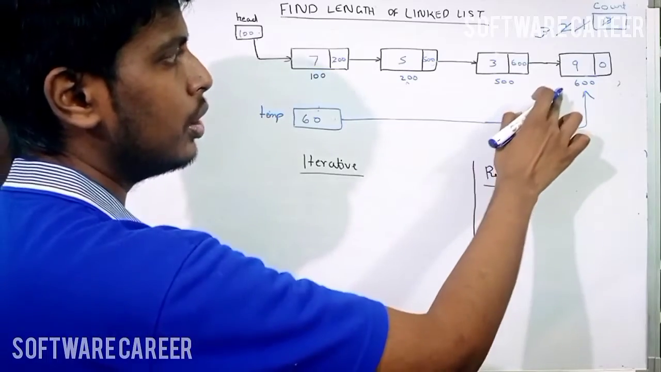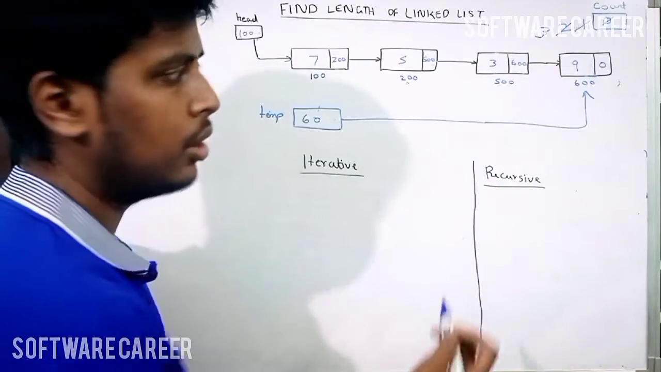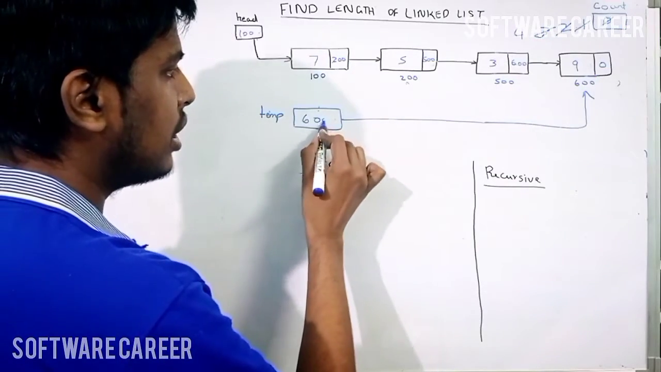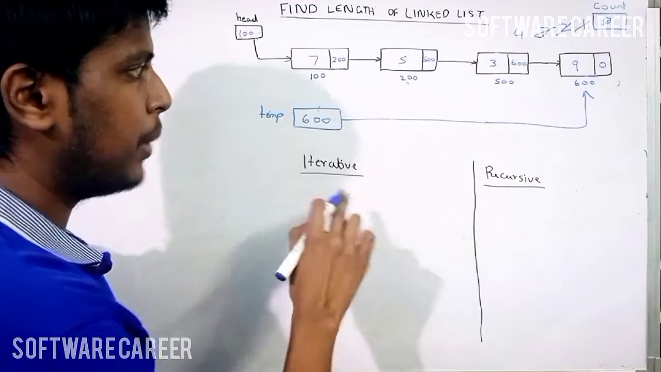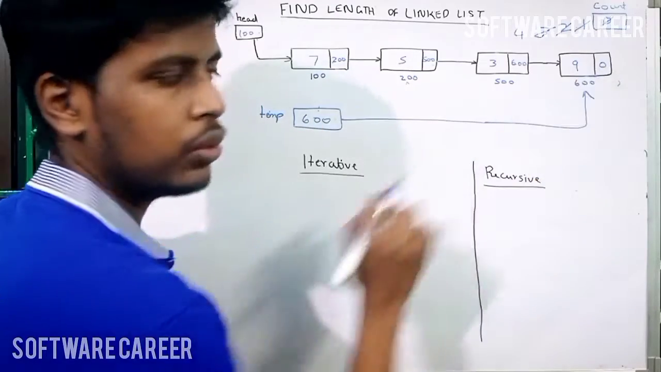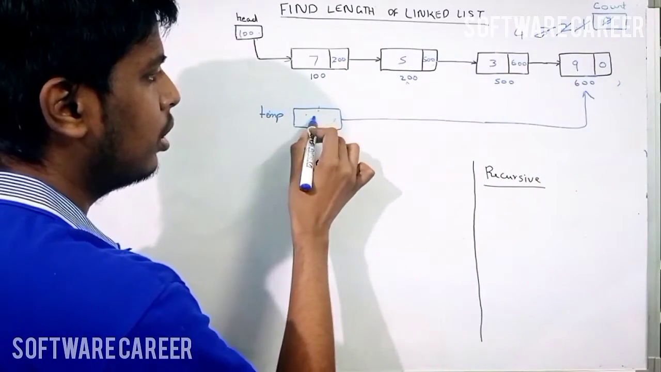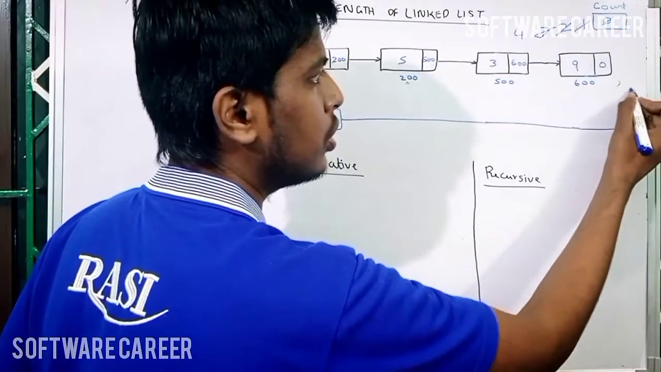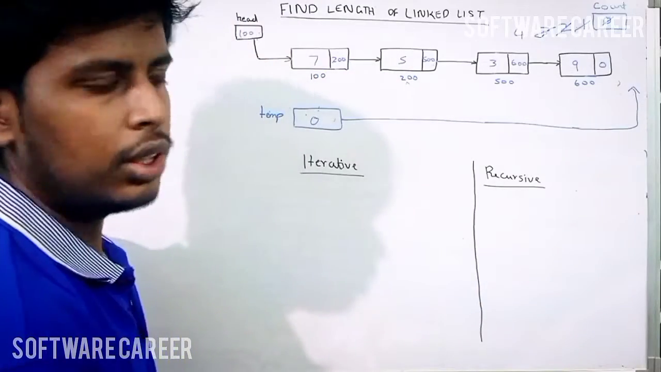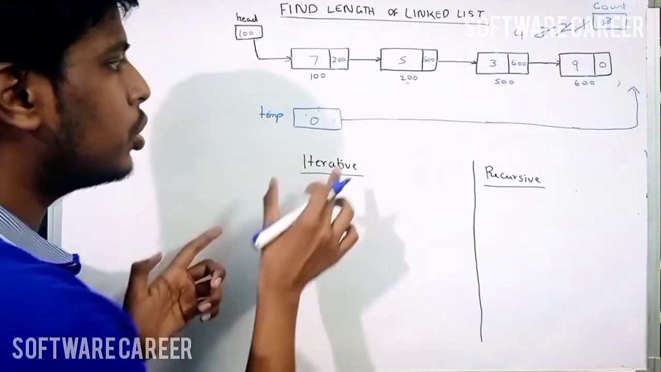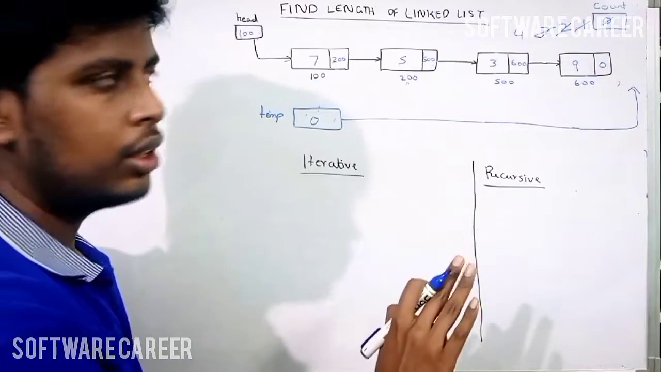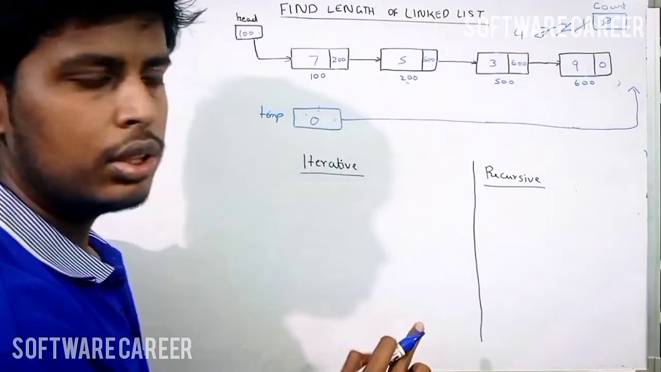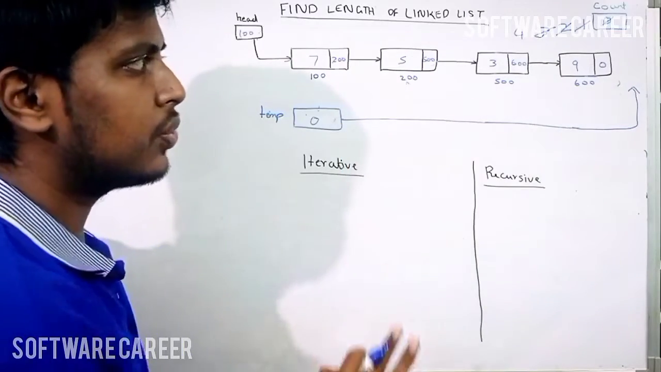Now the same step: increment the count value by 1. So it becomes 4. Now this was 600, right? Temp equals temp next. So 600's next is 0. So update temp, and 0 it becomes. Now it is pointing towards the next node, but no node is present after this. So the temp value is 0, and you should stop. Now you should return the count value. Count is now 4, so you can say the length of the linked list is 4.